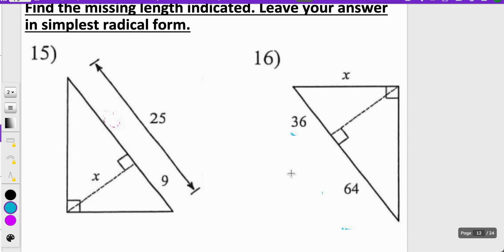Okay. Find the missing lengths indicated. This is for section 15 through 18. Leave your answer in simplest radical form.